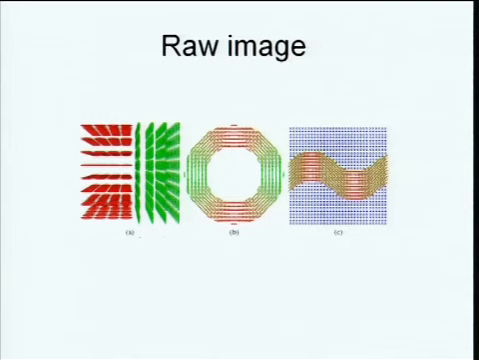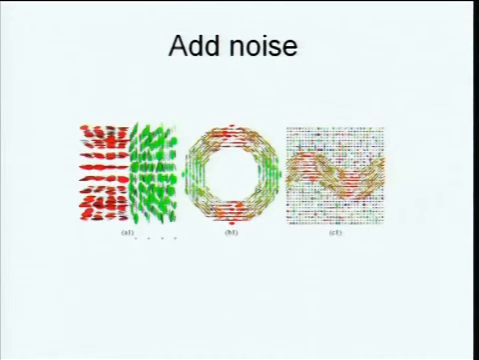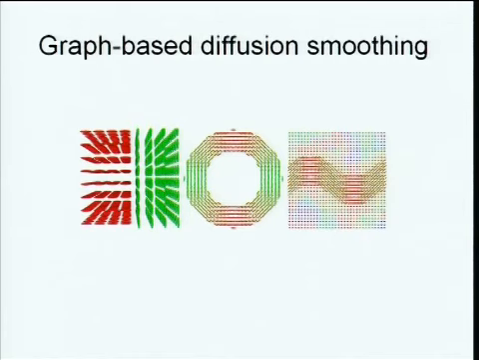So here are some examples. These are three different synthetic tensor fields representing a number of different sort of configurations. Here I have two sort of regions. Here I have a circular structure, and here I have a sort of wiggle going across a volume representing a potential tract. Then what I've done is I've added noise to that data and then applied a number of different techniques to smoothing it. So this is the graph-based diffusion technique, which nicely aligns the different tensors.